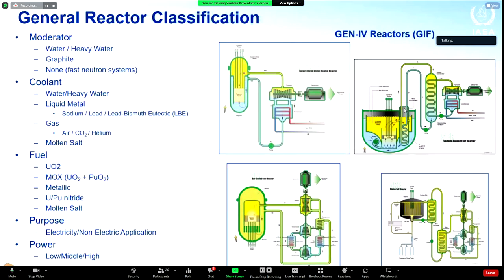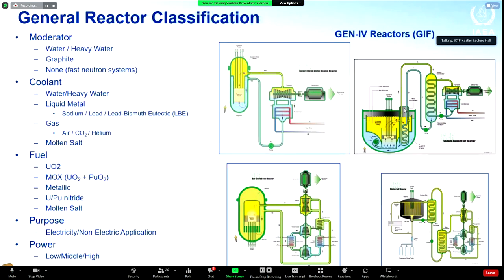If you look at the fuel, reactors can be fueled by uranium dioxide or MOX, a mix of uranium dioxide and plutonium oxide fuels. Fuel can also be metallic, or it can be uranium or plutonium nitride. Carbides are also considered, but now nitride is considered potentially attractive fuel. And also molten salt can be both coolant and fuel.